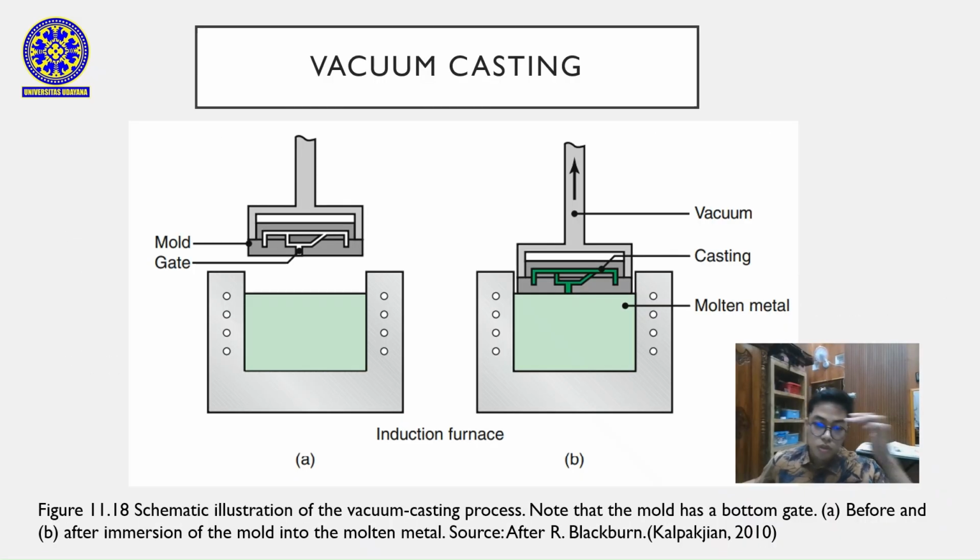This figure shows the vacuum casting process. In A, the mold is held above an induction furnace containing molten metal. In B, the mold is partially immersed and a vacuum is applied. This vacuum reduces the pressure inside the mold, drawing the molten metal up through the gate to fill the casting cavity.